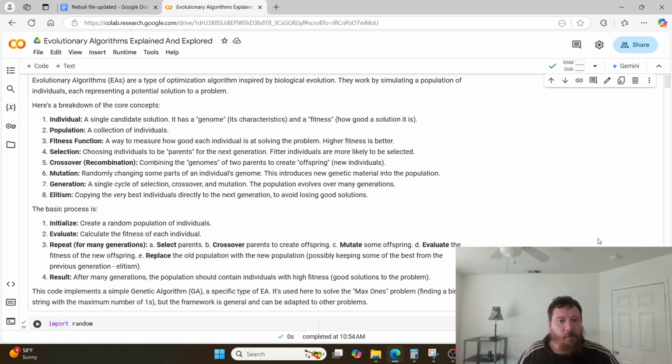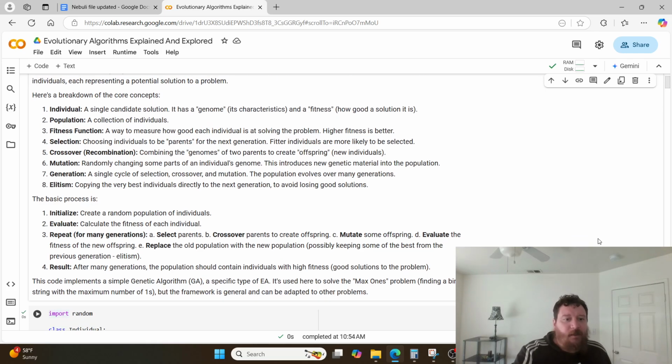And elitism, copying the very best individuals directly to the next generation to avoid losing good solutions. So while there's a small chance that it could be a 2, if 8 is working, and 8 is like a dominant solution, 8's going to overwhelm 2 or overwhelm anything else.